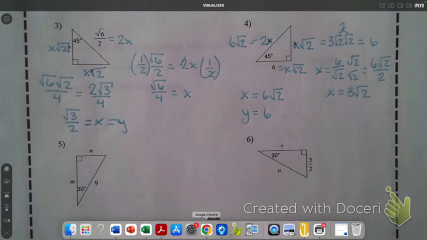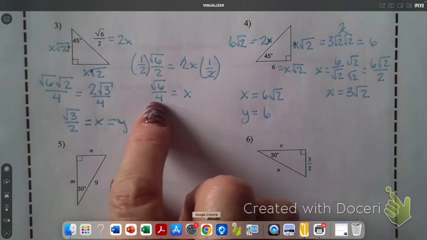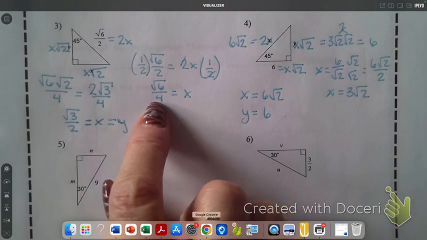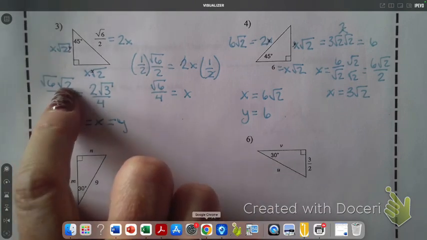Okay, how did 3 go? I got 6 over 5 squared. Okay, did you get x to be square root of 6 over 4? Yes. We're good there? Yes. Okay, so when you plug that in, we have 6 square root of 6 times the square root of 2. Yeah, I got that.